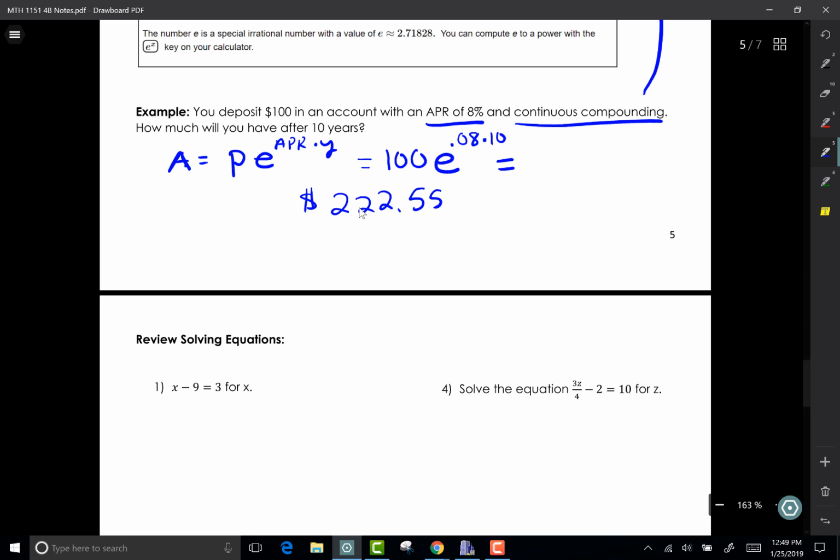So I start with 100. I have an accumulated amount of $222.55, which means the interest that I earned was $122.55.